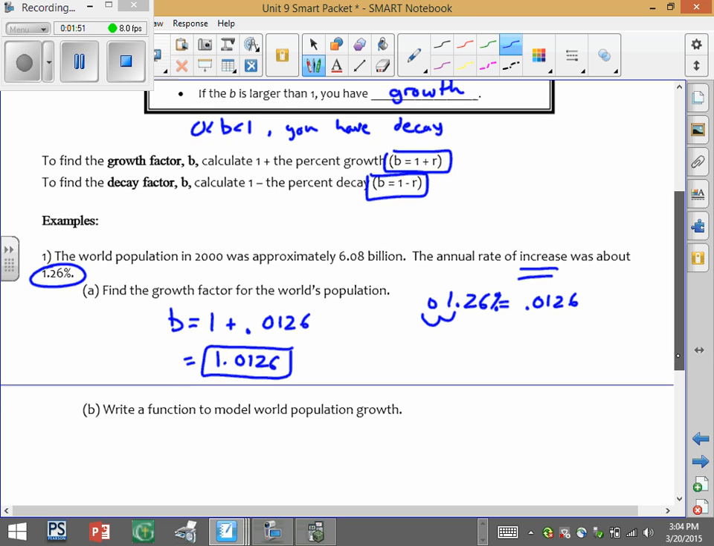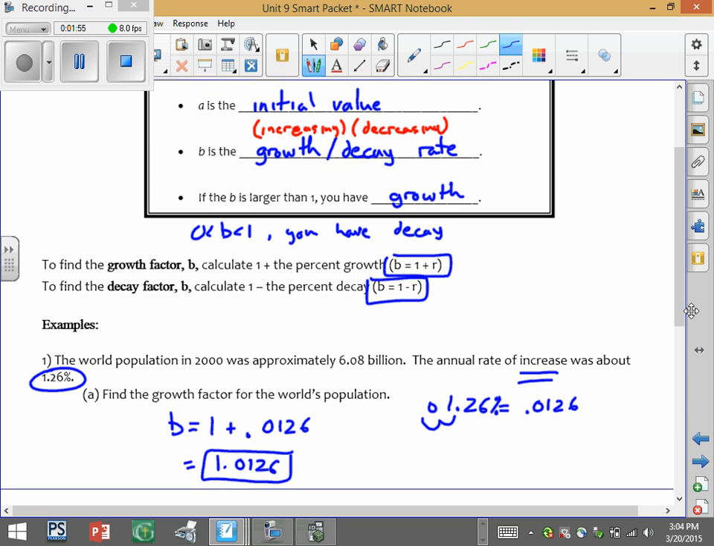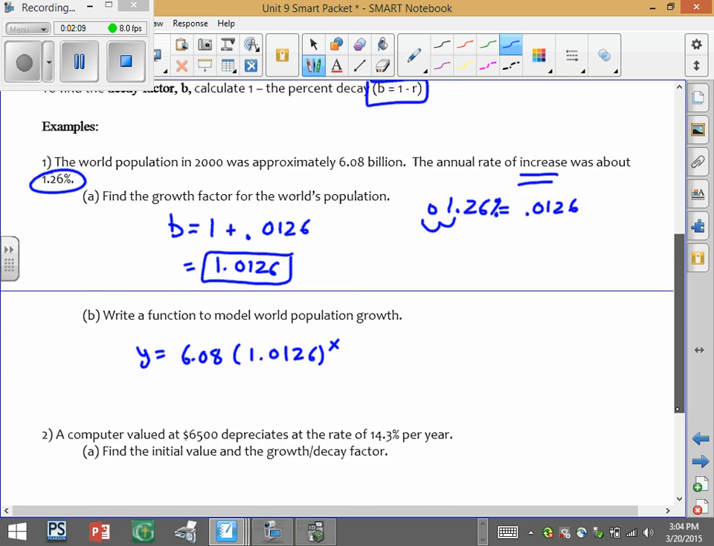So the function to model the growth, right? A is the initial value. Well, what was the initial value in 2000? It was 6.08 billion. And then the growth factor was 1.0126. We just raise that to the x power.